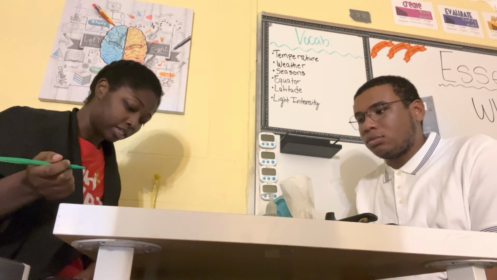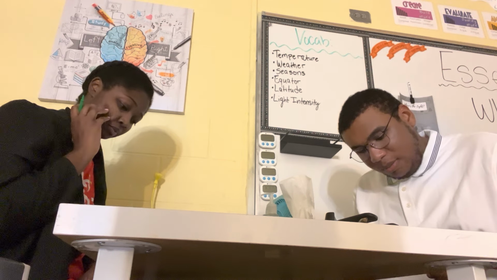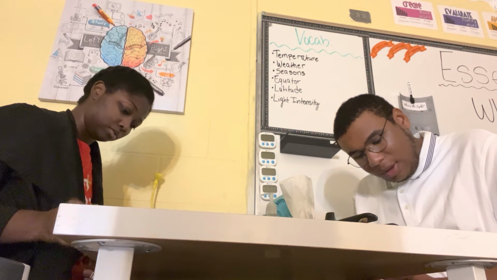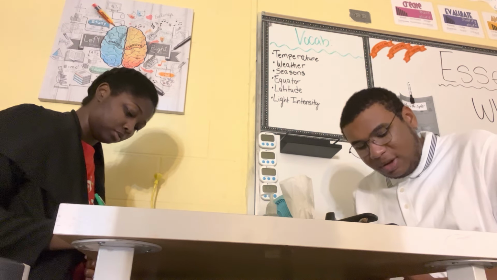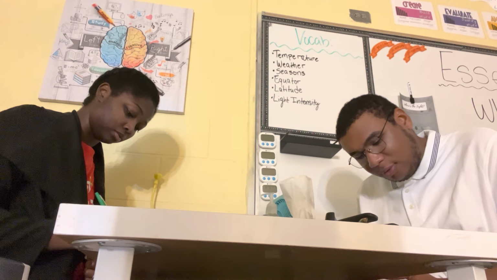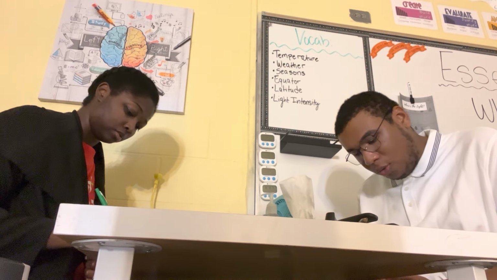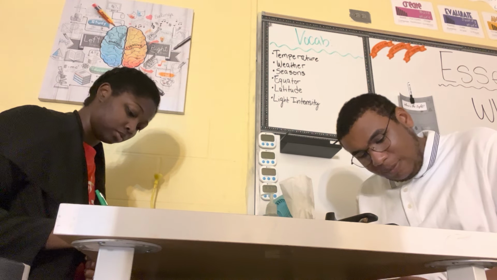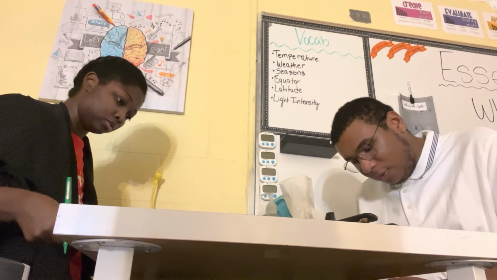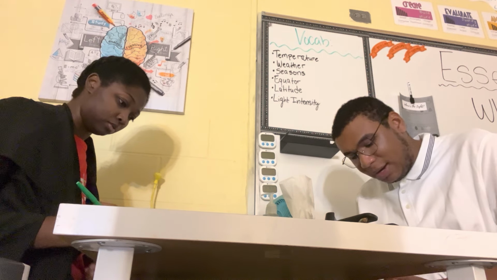So the standard is S4P1. You mind reading that for me? Obtain, evaluate, and communicate information about the nature of light and how it interacts with objects. Subsection A, plan and carry out investigations to observe and record how light interacts with various materials to classify them as opaque, transparent, or translucent. Subsection B, plan and carry out investigations to describe the path light travels from a light source to a mirror and how it is reflected by the mirror using different angles.